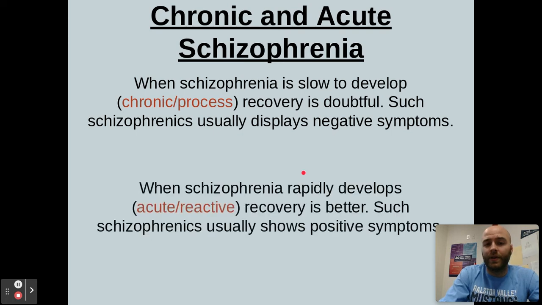On the flip side, if you have a schizophrenic break from reality that rapidly develops, it's called acute or reactive, and recoveries are much better for that. Treatment is much more effective. They usually show positive symptoms, and psychotherapies have a much greater rate of success when treating these positive symptoms rather than trying to overcome the negative symptoms or the chronic process of schizophrenic development.